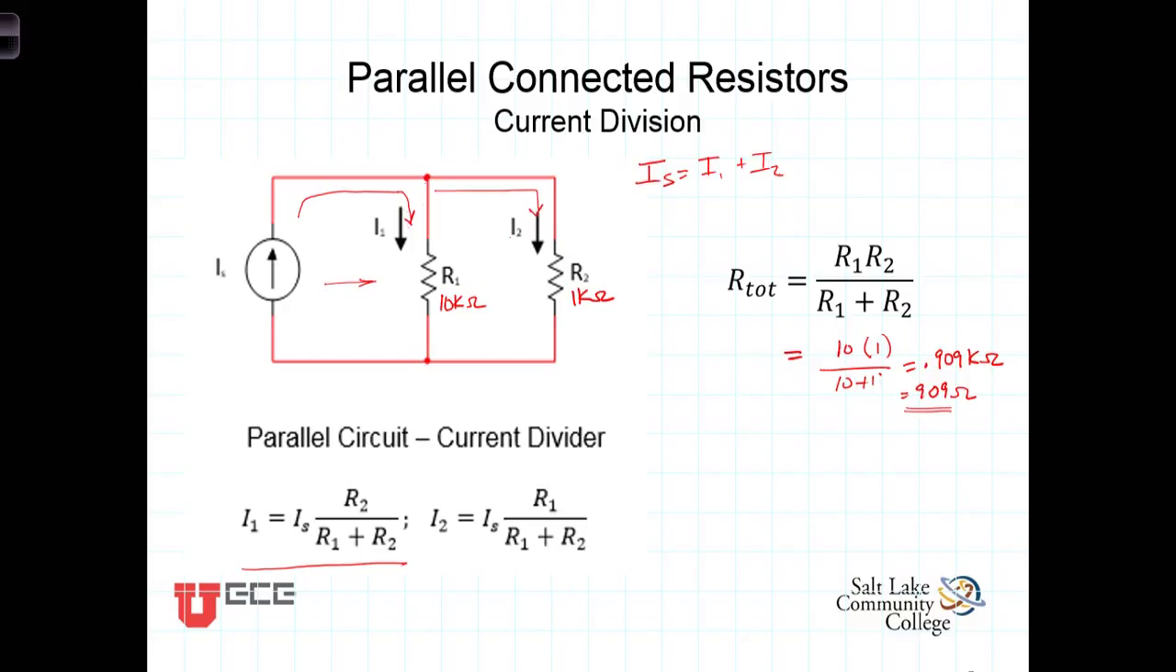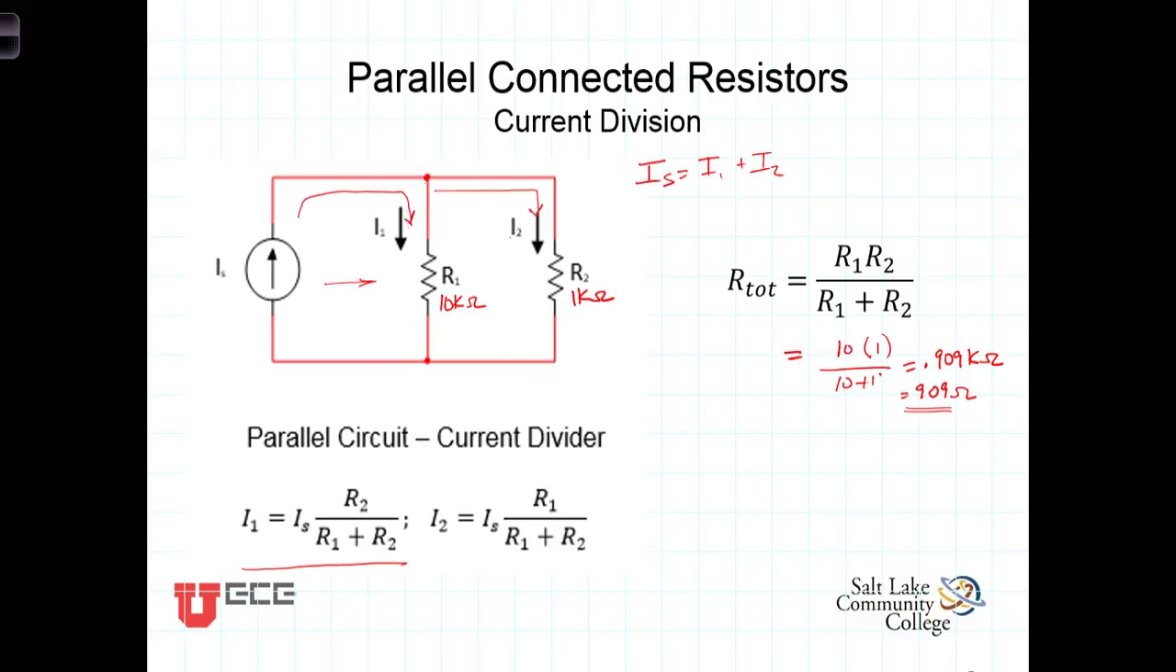The thing that should jump out to you immediately that's different, well, first of all, we have a similar type of ratio as we had in the voltage division circuit. We had one resistor divided by the sum of the two resistances. Now another thing that should jump out at you is that the current I1, the current through R1, is proportional to R2, the other resistor. And similarly, I2, the current through R2, is proportional to R1, the other resistor.